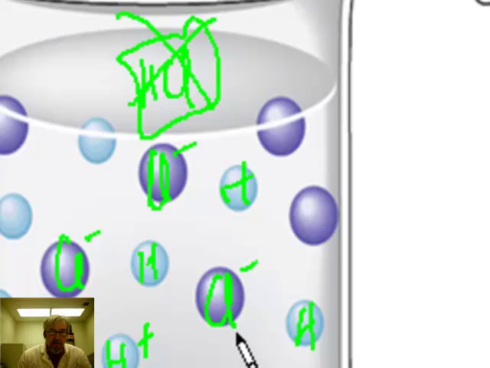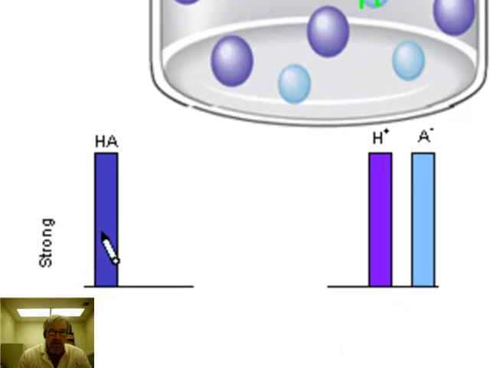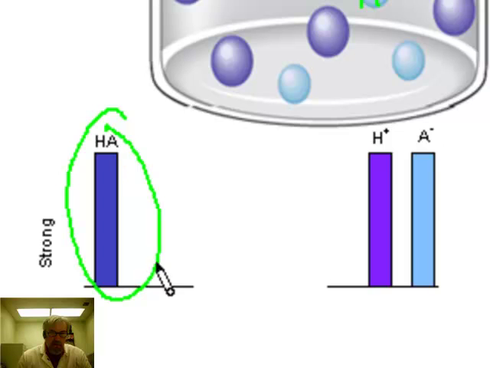In terms of a bar graph, when you start out with a strong acid, all the molecules you have in solution would be HA. But as soon as they dissolve, you have no HA. This is a bar graph for HA, but it's 0. And you have many H+ and many A minus. Every molecule has converted into ions.